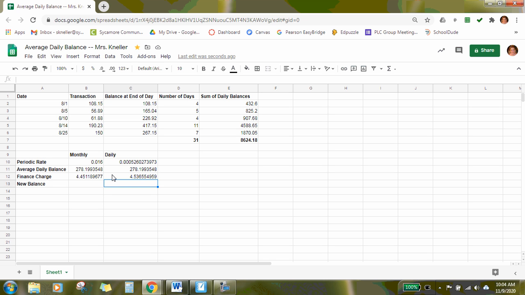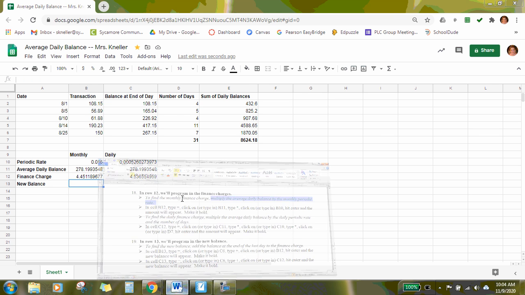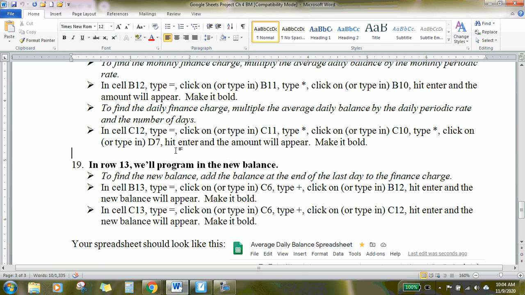So the daily periodic rate is a little bit higher than the monthly periodic rate. So if you are a credit card company, you probably want to charge people the daily rate, but if you're a consumer, you probably want the monthly rate, okay? So that way your finance charge is a little lower. Okay, so don't forget to multiply by the number of days there, okay?